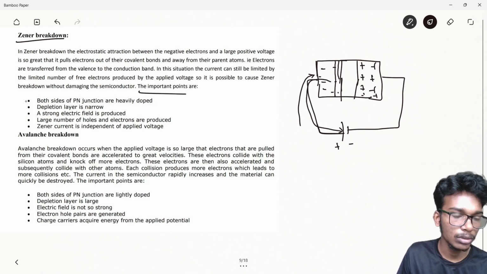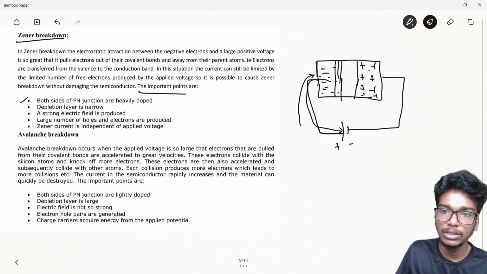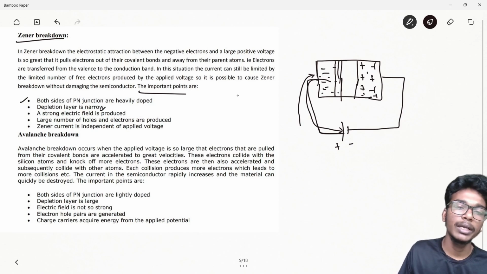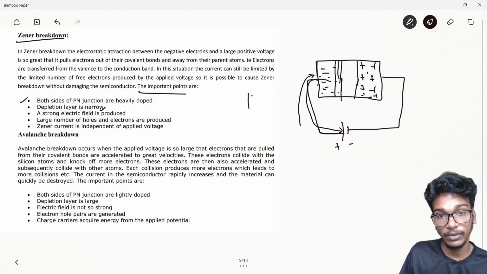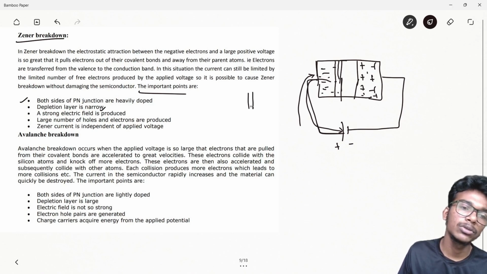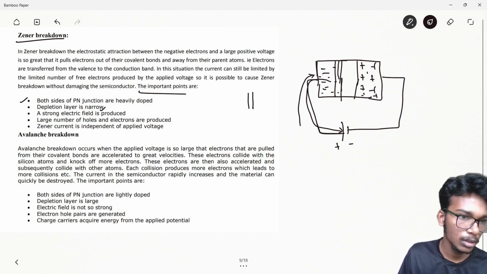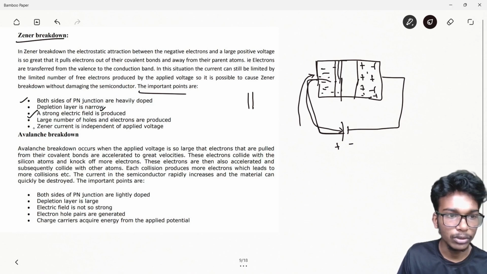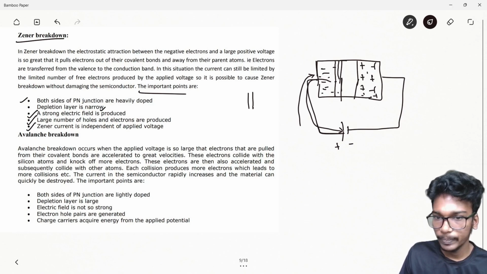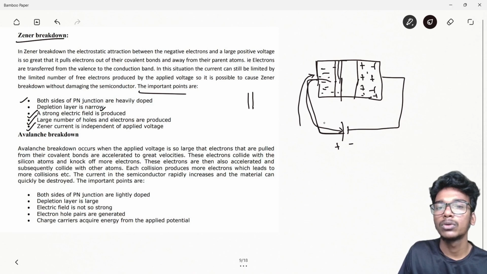Just look at it. Both sides of the p-n junction are heavily doped. That means a large density of electrons and a large density of positive ions are present. The depletion layer is narrower. In a p-n junction diode, after doping, the depletion layer is going to become narrower. In this type of p-n junction diode only, Zener breakdown is going to be possible. A strong electrostatic field is produced. A large number of holes and electrons are produced. Zener current is independent of applied voltage, right? Whatever the voltage might be, the current will flow.